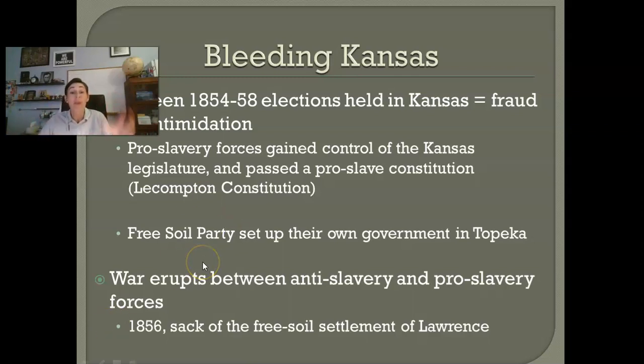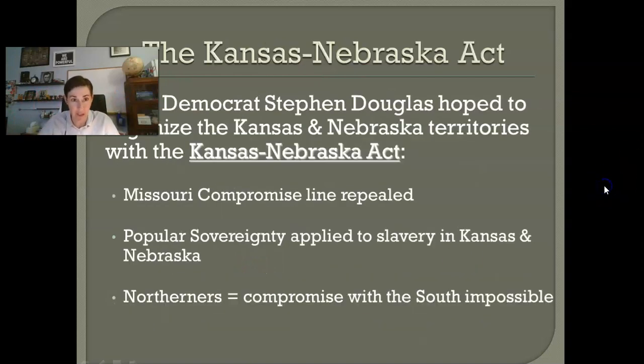War erupts between the anti-slavery and pro-slavery forces. In 1856, the pro-slavery forces sacked the Free Soil settlement of Lawrence. Tons of violence. This is why it's called Bleeding Kansas. This is actually the first, unofficial battle of the Civil War. This is when hostilities fully break out between the two factions.